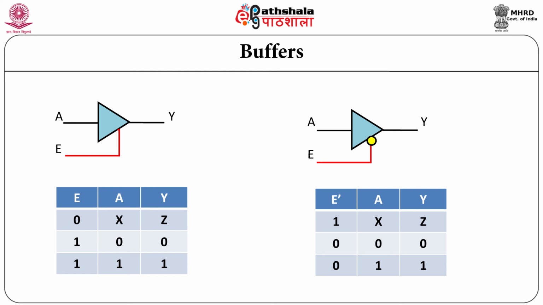A tri-state buffer is a useful device that allows us to control when current passes through the device and when it does not. A tri-state buffer has two inputs, a data input A and an enable input E. When enable input is active, that is at logic 1, then the output is same as input. If enable input is 0, then the output is in tri-state. In many applications, we need tri-state buffers with active low enable input.